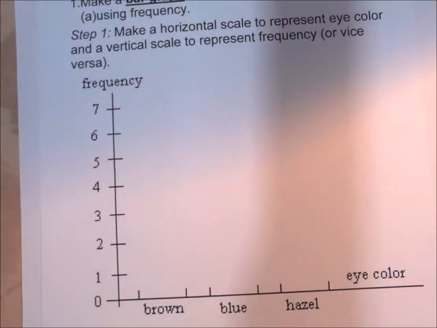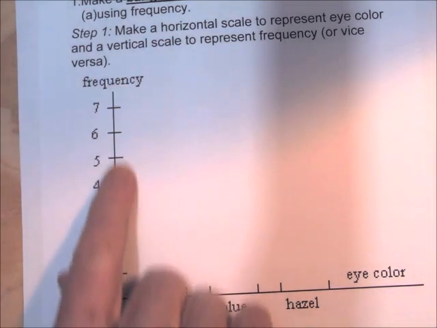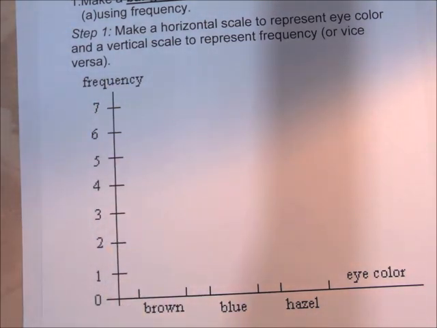So for our graph, the scale for eye color is going to be categories instead of numbers. The categories are brown, blue, and hazel. And the vertical scale is going to be the frequency. Usually the horizontal scale is the variable and the vertical is the frequency, but sometimes they switch that. Anyway, I'll do it here with the horizontal scale as the variable. The variable is eye color.